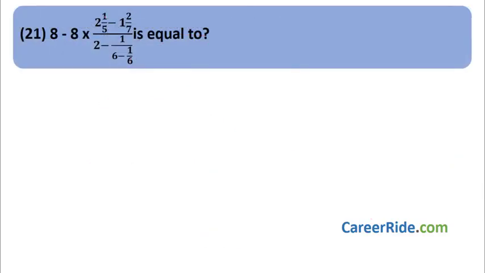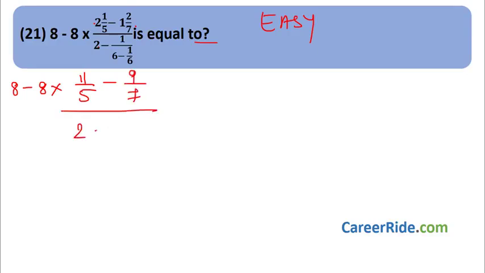8 minus 8 into 2 1 by 5 minus 1 2 by 7 divided by 2 minus 1 upon 6 minus 1 by 6 is equal to, this is extremely easy. You might see it as a complicated sum, but it is actually not. Just solve it step by step. There is no trick. It is very simple. What you will have: 8 minus 8 multiplied by 5 2s are 10 plus 1, 11 upon 5 minus 7 1s are 7 plus 2 is 9 by 7, divided by 2 minus 1 divided by 6, 6 6s are 36.